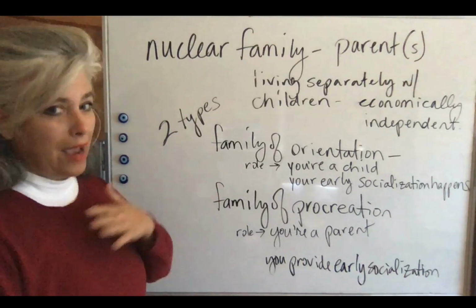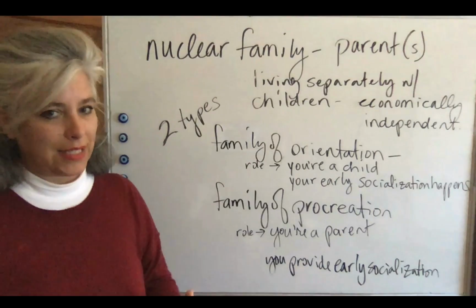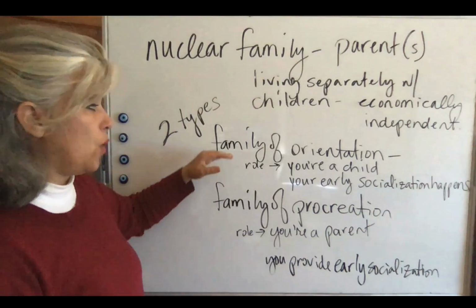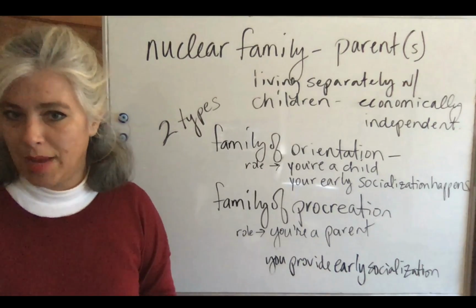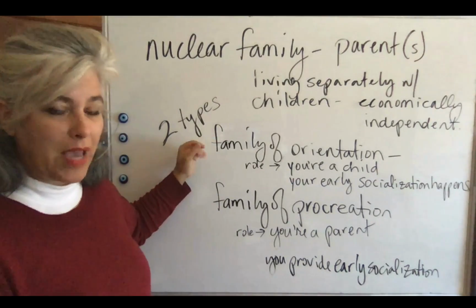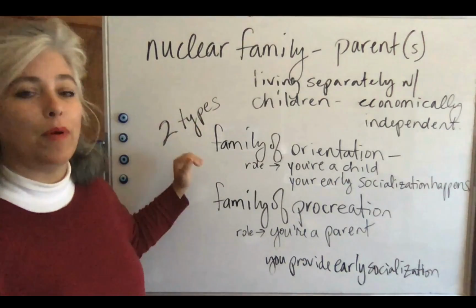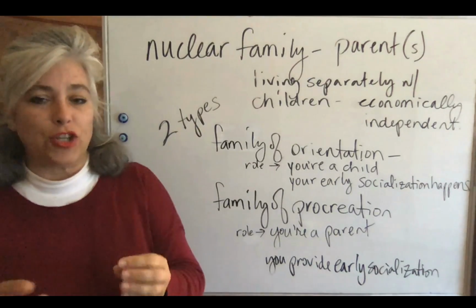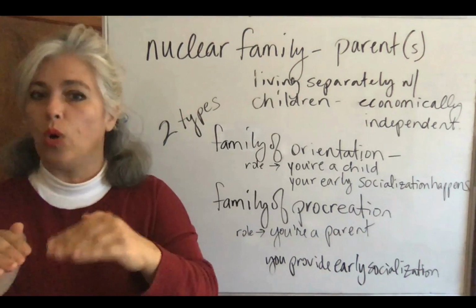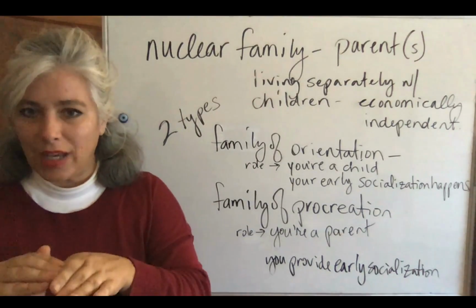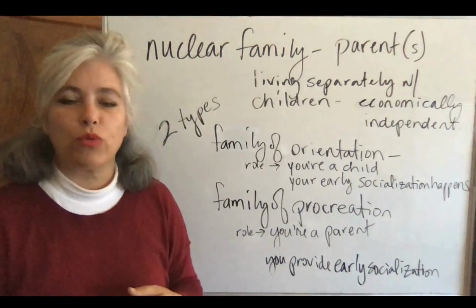In our lifetime, according to the social facts in the United States, the expectation is that we will be a member of 2 different types of nuclear families. We will first be a part of what's called a family of orientation. That is one type of nuclear family in which your status is child, your role is child. A child in a family is learning about life. They are going through their upbringing.